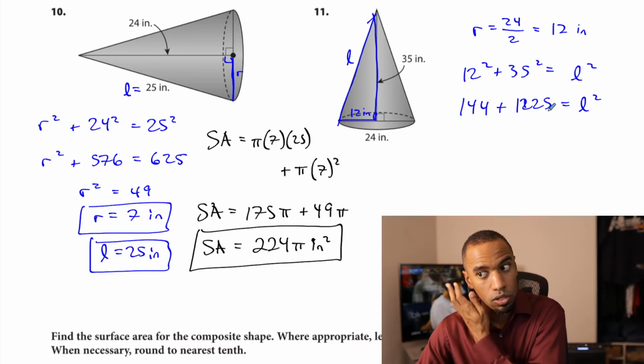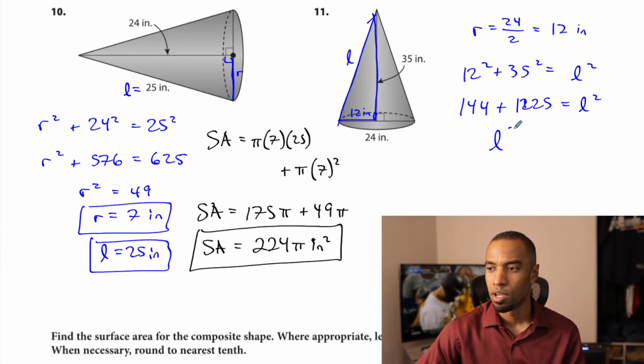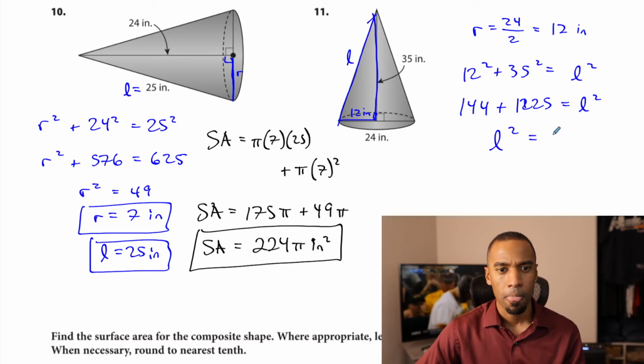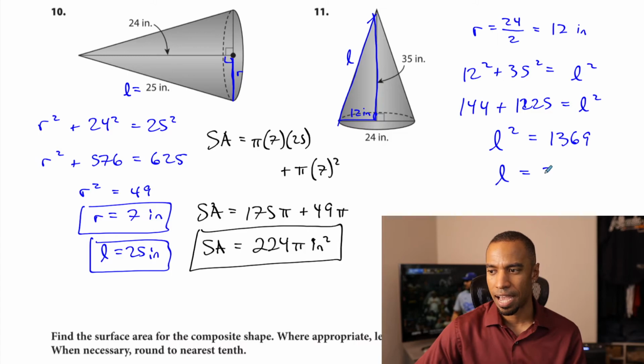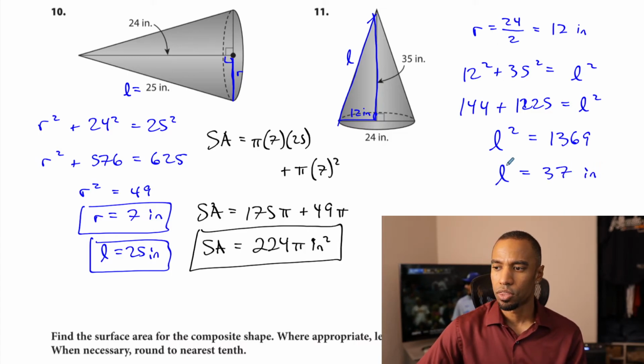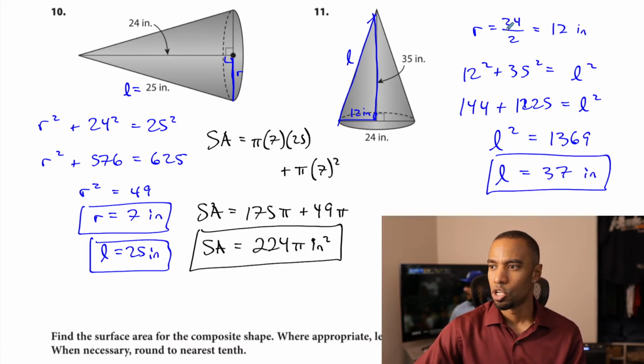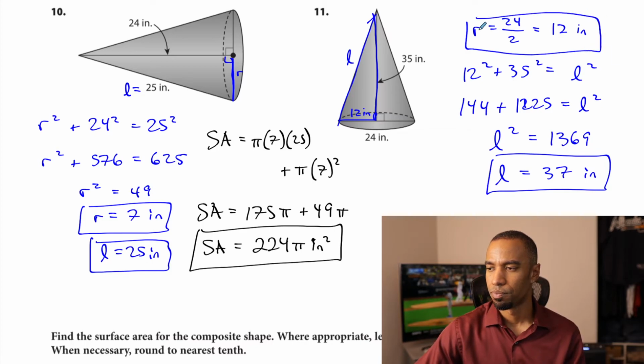It's a larger Pythagorean triple that I wasn't aware of. So L squared equals 1369. And you take the square root of it, you do get exactly 37. So you get 37 inches. That's your slant height. Your radius was 12. And then we can go to the formula for the rest of it.